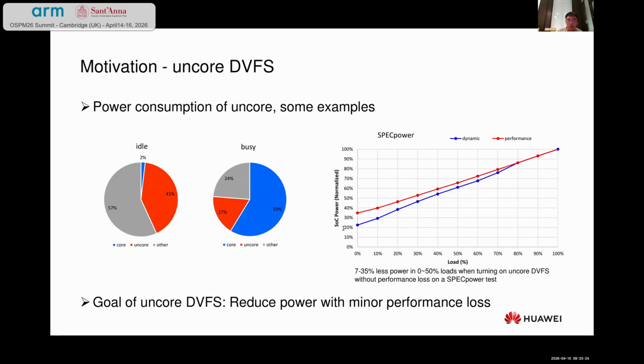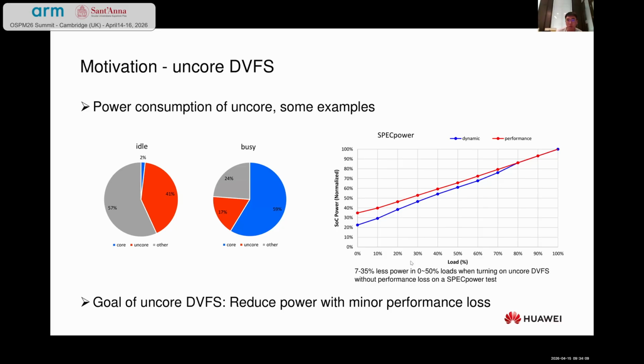The other example is on the right graph. This is the normalized power consumption of the whole SoC across different load levels, tested by running the SPECpower benchmark. There are two comparisons here: one is dynamic, and the other is performance, which means we turn the uncore DVFS on or off. For the blue line, we turn on the uncore DVFS, and for the red line, it doesn't scale the uncore frequency at all.